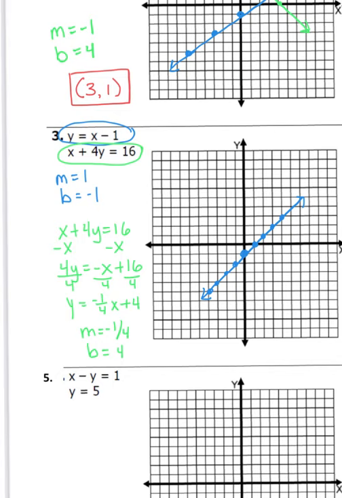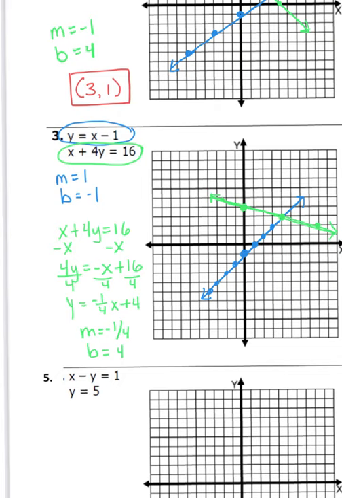B is 1, 2, 3, 4 right here. And then my slope is negative 1/4. So I go down 1, 1, 2, 3, 4. Down 1, 1, 2, 3, 4. Okay, I can kind of draw that line right there. Again, it's not perfect, but you get the point.